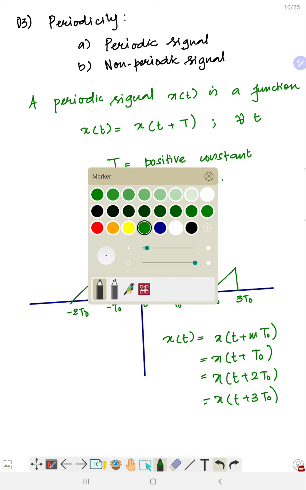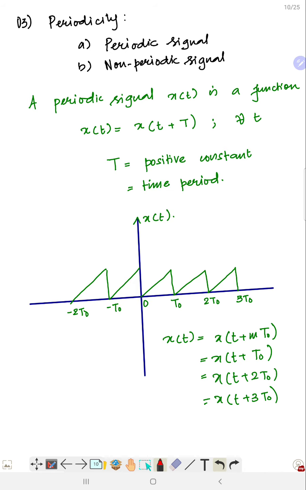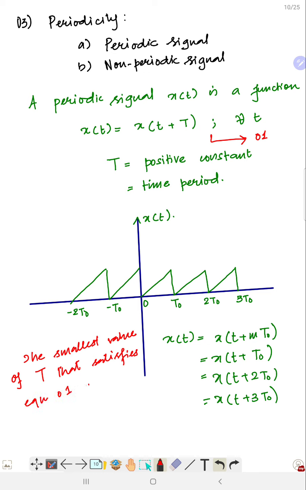there is a typical quantity that we associate with it. The smallest value of this time period, of this positive constant T, that satisfies this periodicity equation, that is, equation 1, is called the fundamental period. Fine.